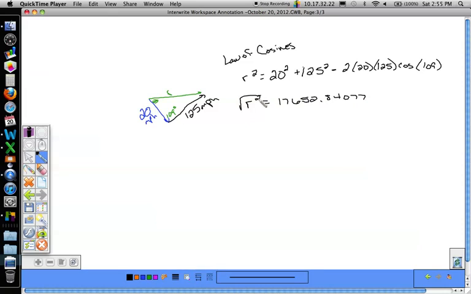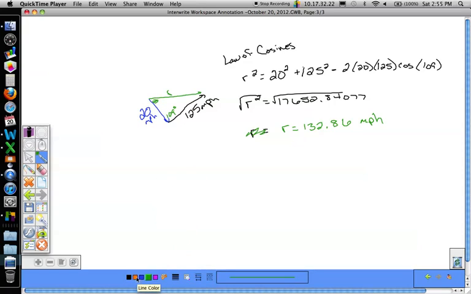So now, to get rid of the square up here, we have to square root everything, and we end up with r equals, and actually let me put this in green. We end up with r equals 132.86 miles per hour. Great. That's the first step. Now, we need to find theta as well.